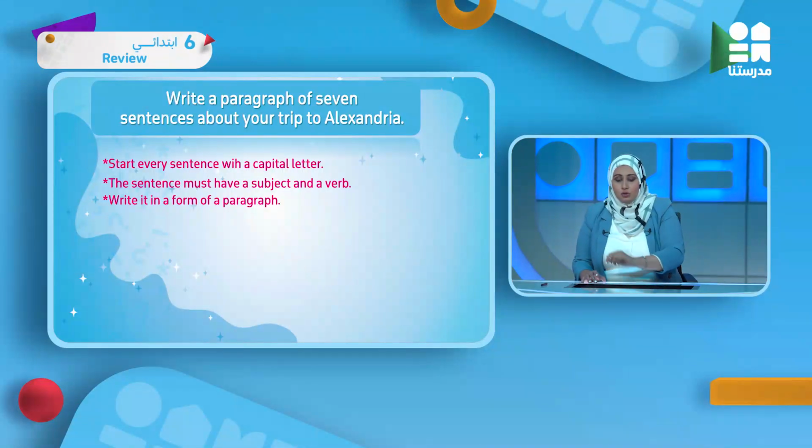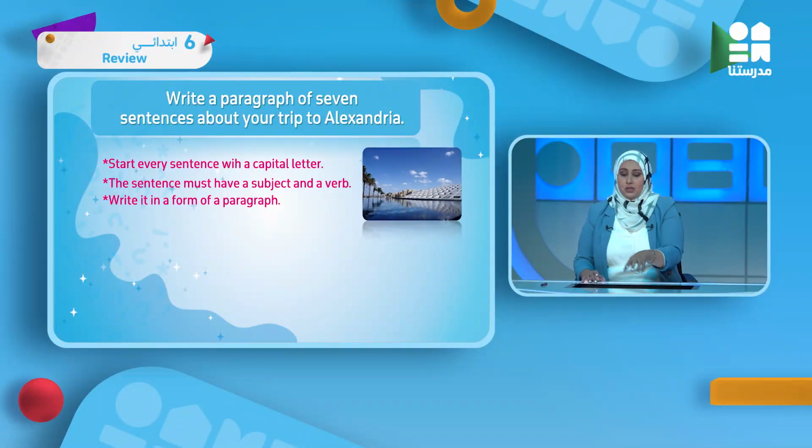اوكي؟ طب انا عندي صورة هنا. Let's check this picture. This is a picture of Alexandria. Okay? And I have the library of Alexandria. طب how can I write this? I usually say it is very easy if you write it in a form of a story. لو كتبناها في شكل قصة بتبقى سهلة جدا. ازاي؟ Let's have a look.